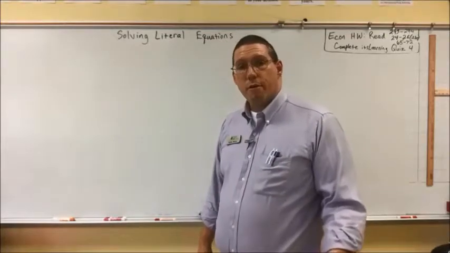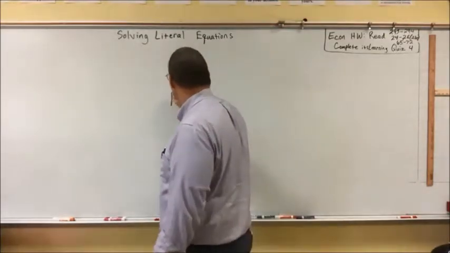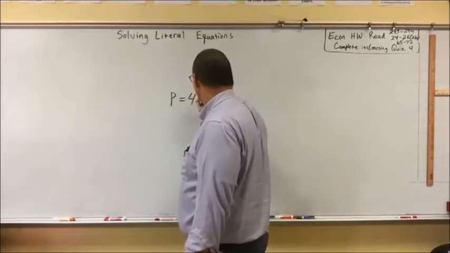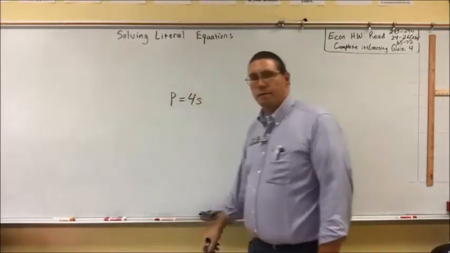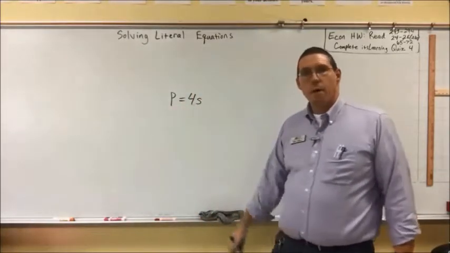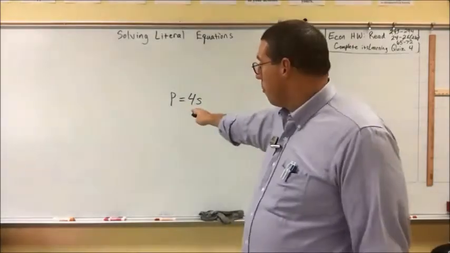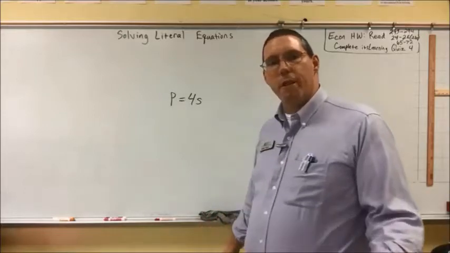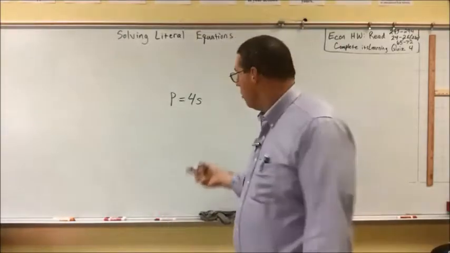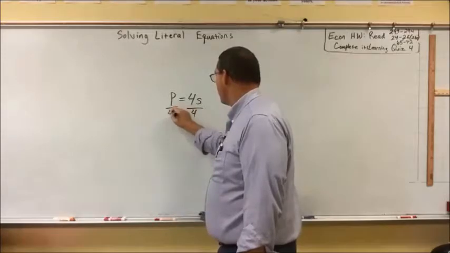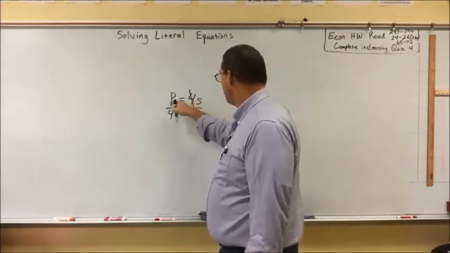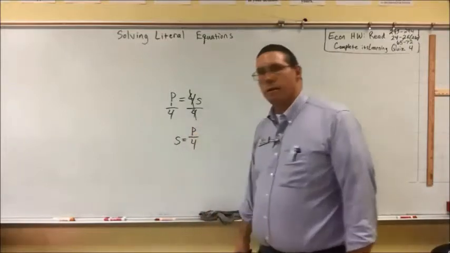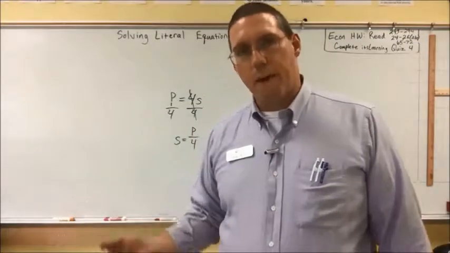geometric equations. Okay? For example, the perimeter of a square is equal to 4 times the side length of a square. Perimeter is equal to 4s. Well, this is the formula for perimeter in terms of side length. What if we want the formula for side length in terms of perimeter? Well, that's easy. We just divide by 4 on both sides. And now we have side is equal to perimeter divided by 4. That's it. So if you knew the perimeter of a square, you could divide it by 4 and you would have the side length.